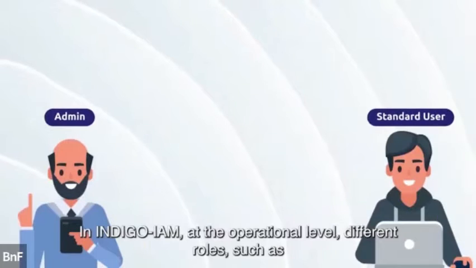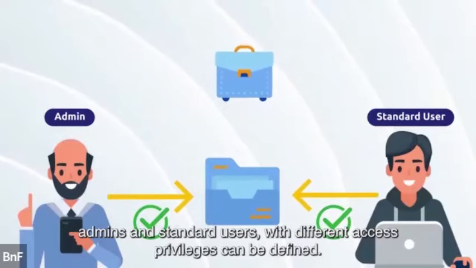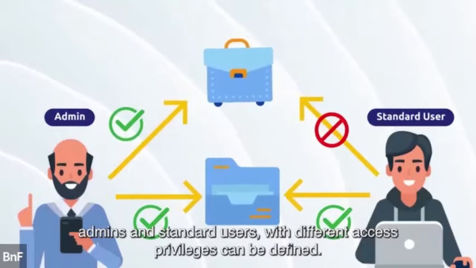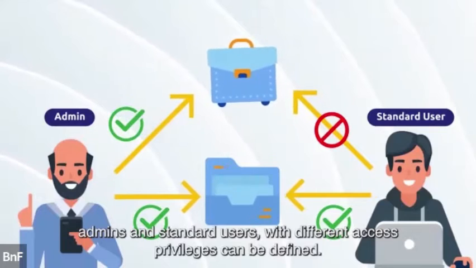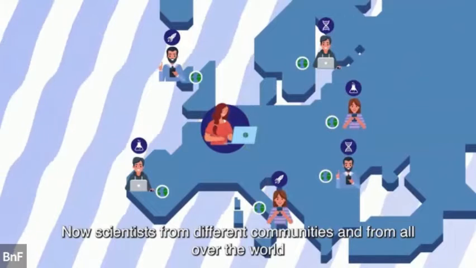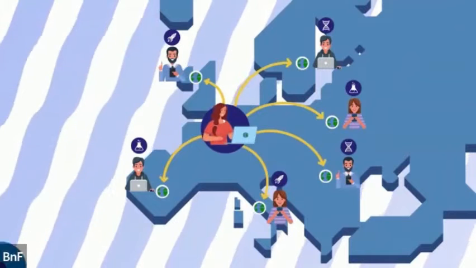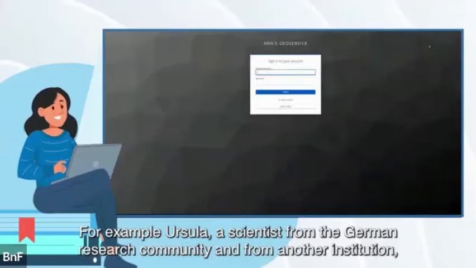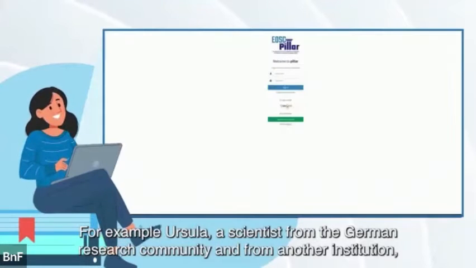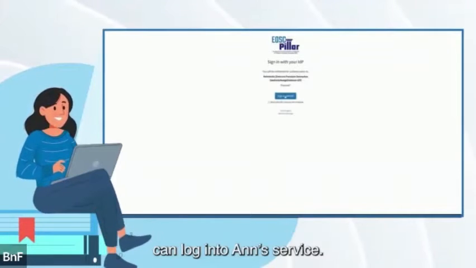In Indigo IAM, at the operational level, different roles, such as admins and standard users with different access privileges, can be defined. Now scientists from different communities and from all over the world can access Anne's service without registration. For example, Ursula, a scientist from the German research community and from another institution, can log into Anne's service.